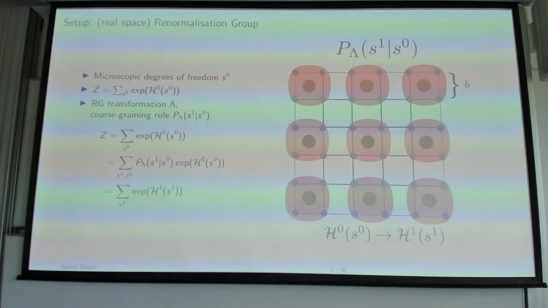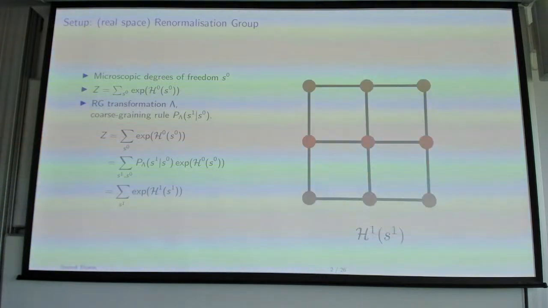Now, the RG transformation I will denote by the letter lambda, and what it entails is a conditional probability distribution. Given a set of degrees of freedom S0, it gives you some coarse-grained degrees of freedom S1. The way I set this up is you start with a partition function given in terms of S0, then you write it as a joint distribution in terms of both S0 and S1, which is given by this probability distribution. Then I marginalize over the microscopic degrees of freedom, and that gives me the effective Hamiltonian at the first level. And then I write down the new Hamiltonian on a coarse-grained lattice.